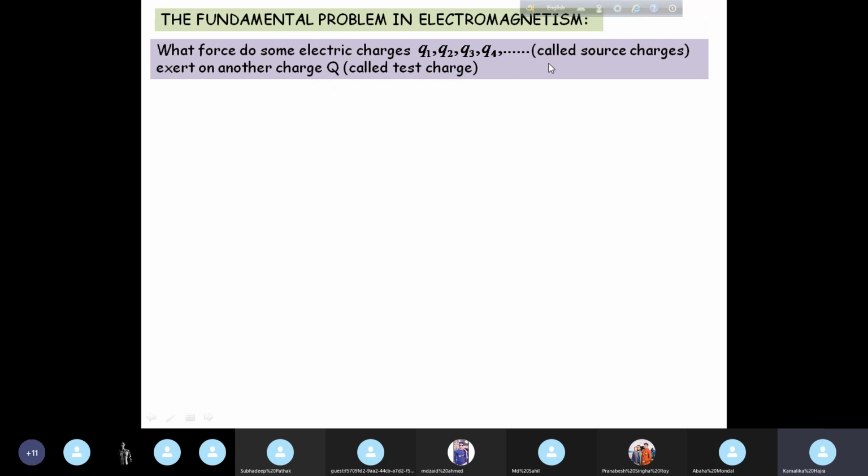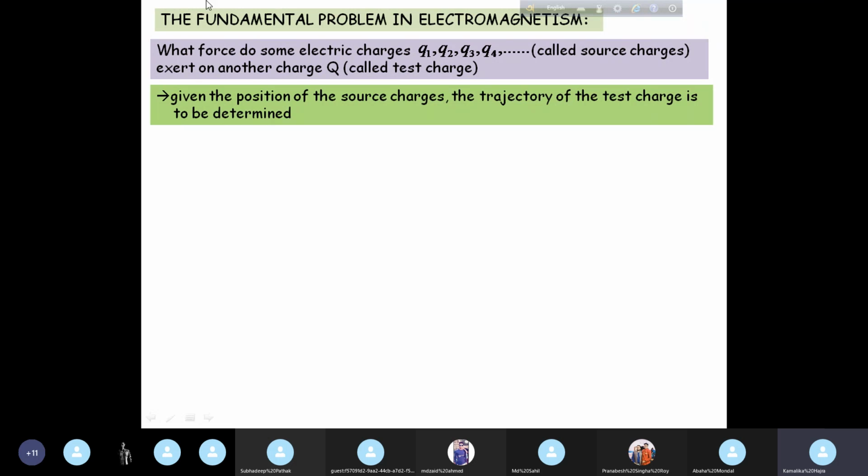This is the fundamental problem. Given the position of the source charges, the trajectory of the test charge is to be determined. Whenever there is a force acting on a body, that determines the trajectory of the body, right? All of you, I hope, understand the term trajectory, the path of motion of a particular body. So when you are bringing the test charge Q to a region which already has several source charges, the force of these source charges on Q will determine what path it will take. So this is the problem that is to be addressed.